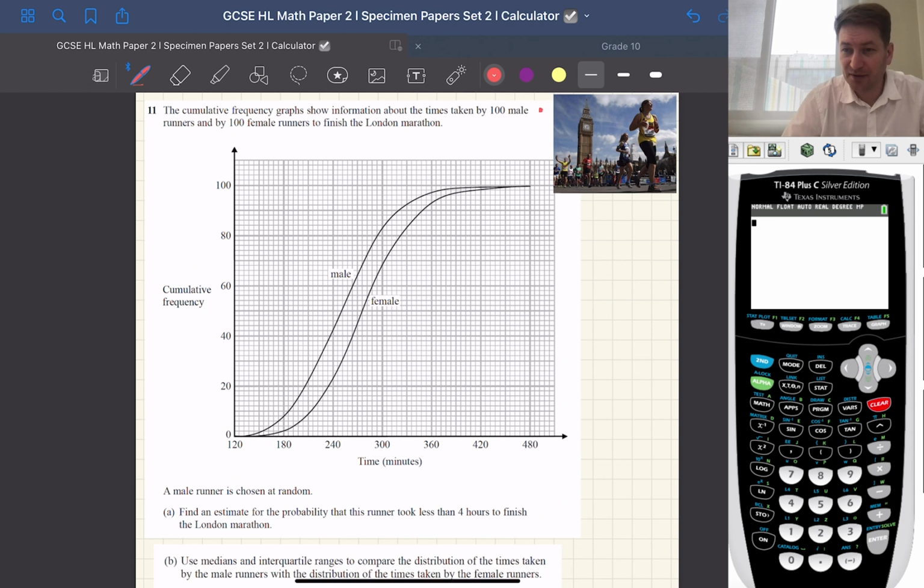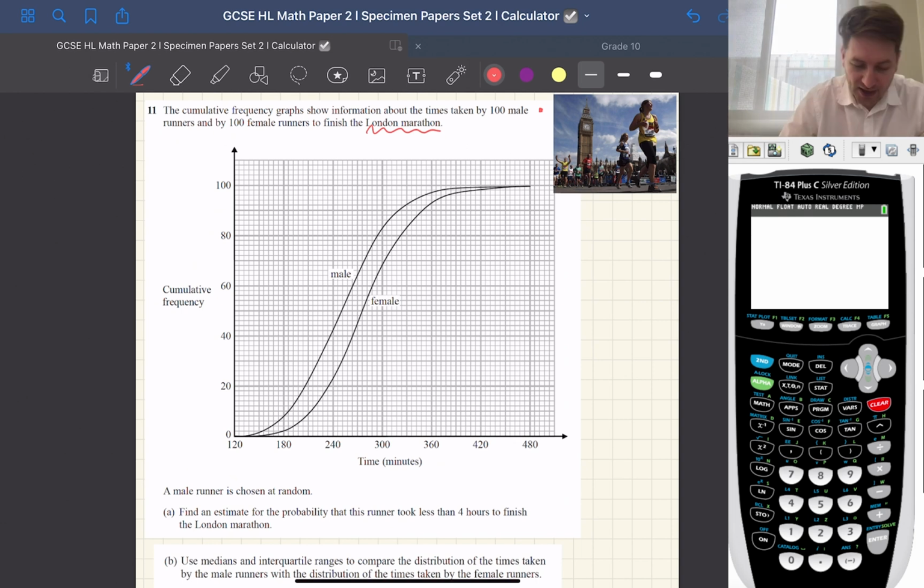All right, and we are back in business running a London Marathon today, aka doing the second part of this specimen paper. Hello. All right, let's do this.